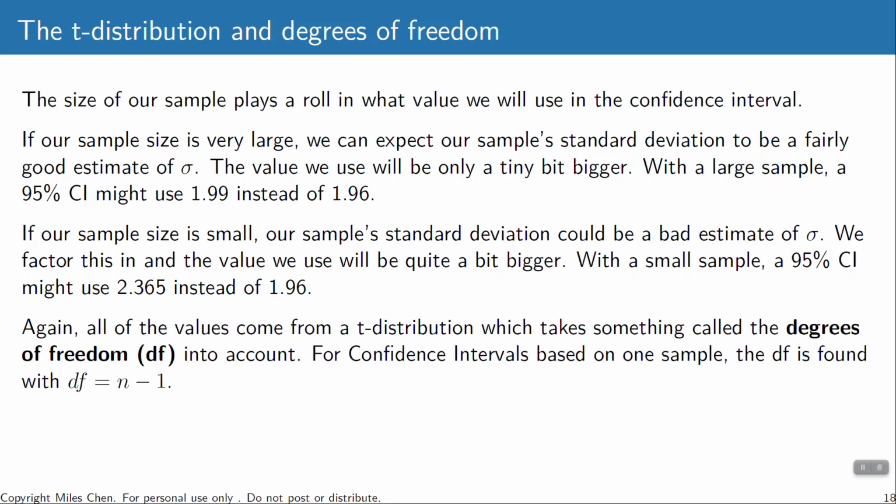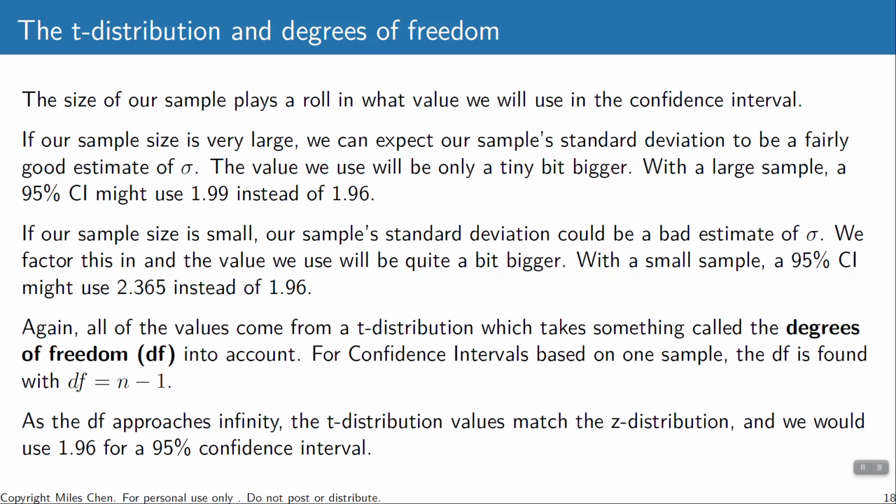And this is all accounted for in something we call the degrees of freedom. The degrees of freedom is our sample size n minus 1, at least for this confidence interval, depending. In other courses and in other situations, you might have a different formula for the degrees of freedom.